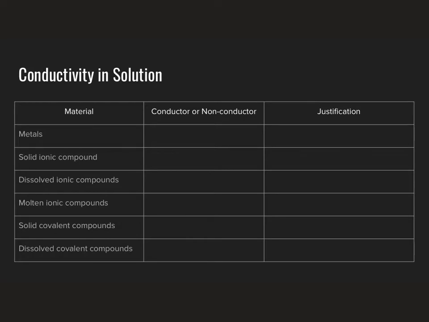So we've got a list of different materials here on this table, and we're going to go through and talk about whether these things are conductors or not, and then justify what it is about those materials that allows them to conduct electrical current or not. A general rule of thumb to look for here in terms of why things act as conductors is we need to look for moving charges. That is, within a conductor, there has to be the ability to move charge around.